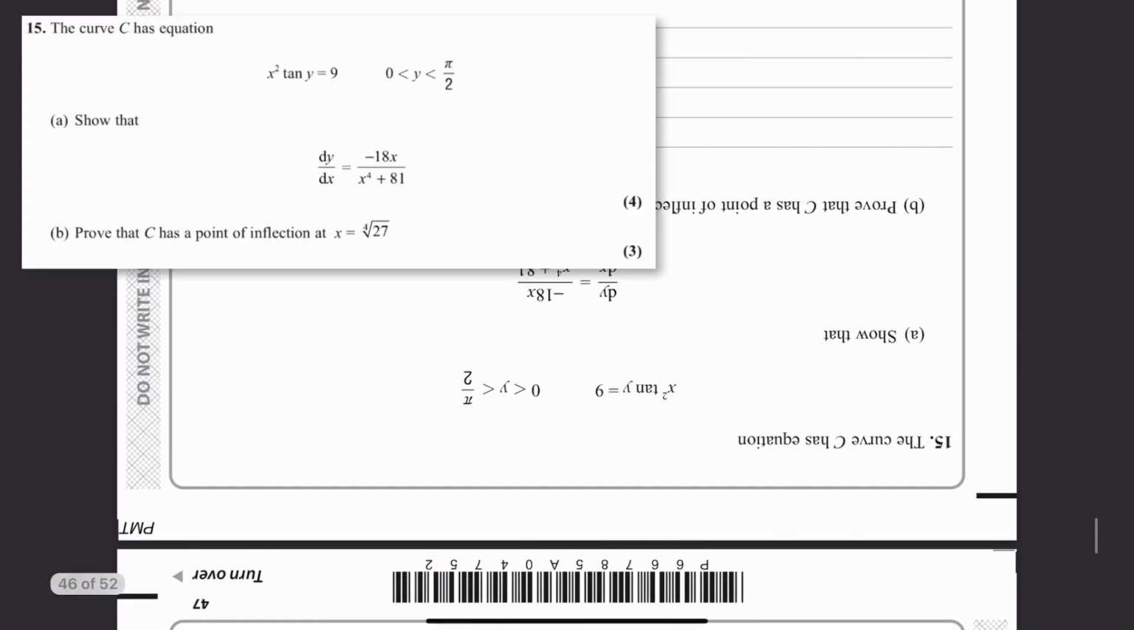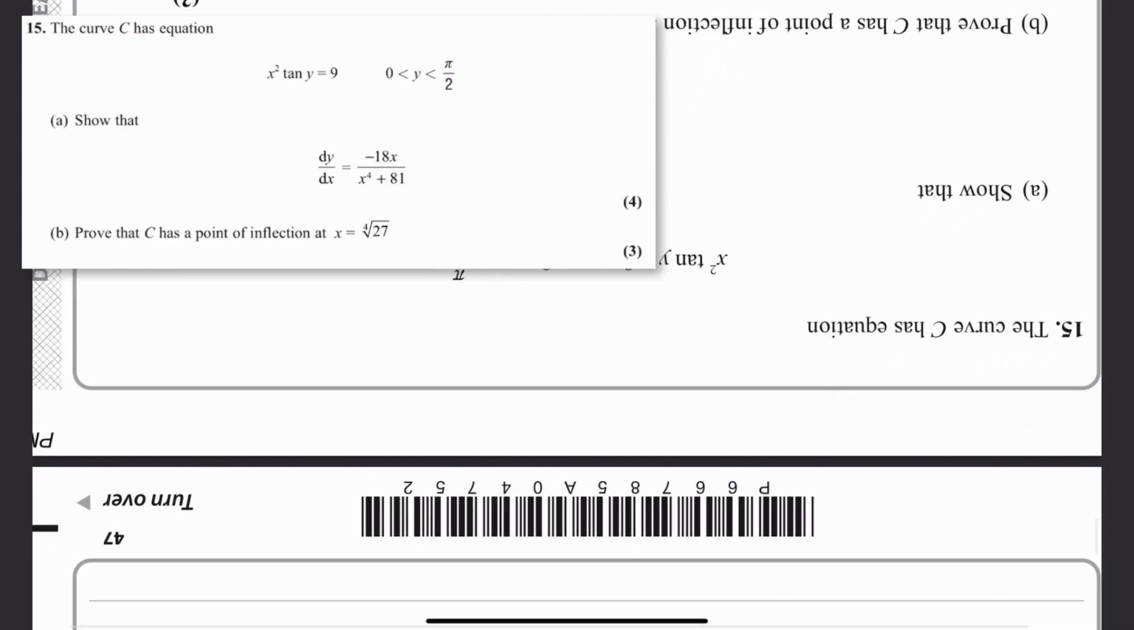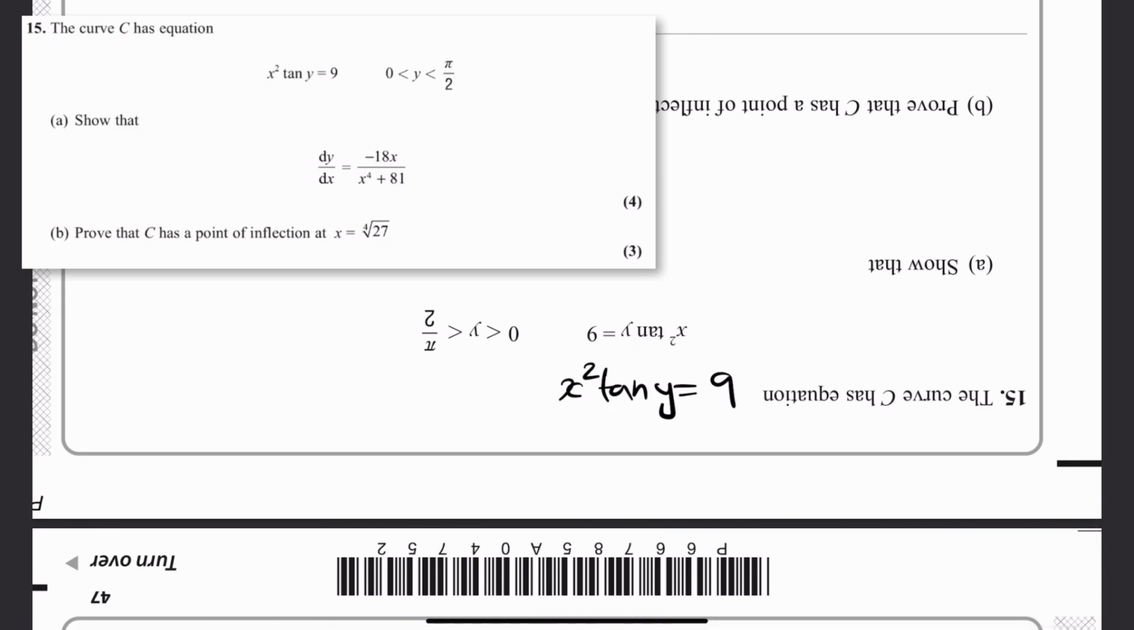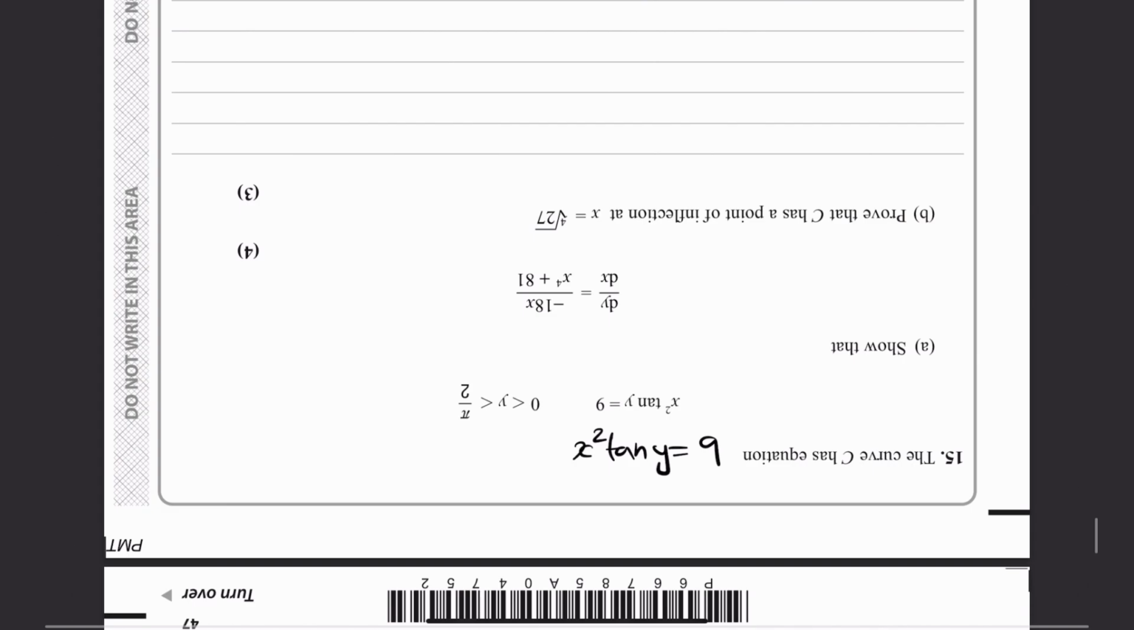Question 15. The curve C has equation x squared tan y is equal to 9. Show that dy by dx is equal to that. Pretty good question, 4 marks. So let's just solve it up here. x squared tan y is equal to 9.